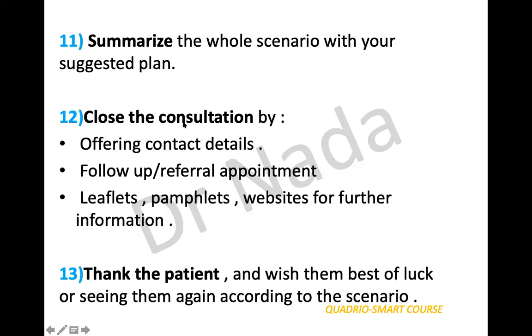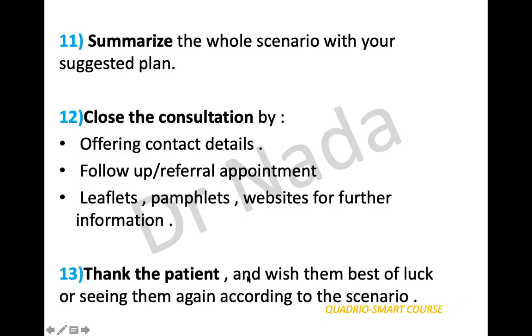By the end, when you close the consultation, when the examiner says that you have 2 minutes left, you should be on this page. You should summarize and recap, close the consultation by offering contact details, follow up referral appointment according to scenario, provide written information like leaflet, pamphlets, website to the surrogate for further information where they can get more information to read about what we just discussed.